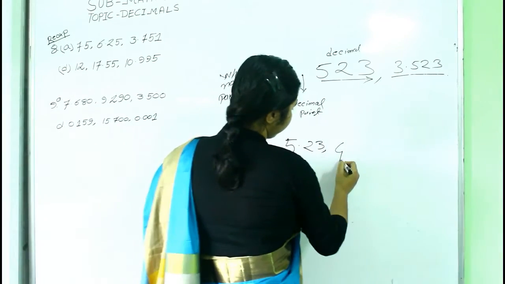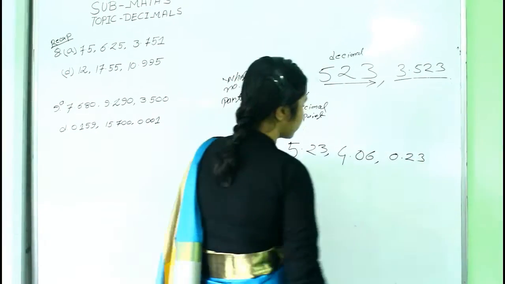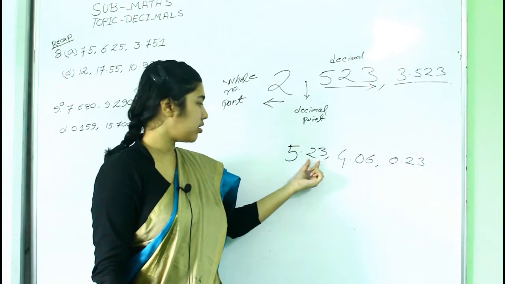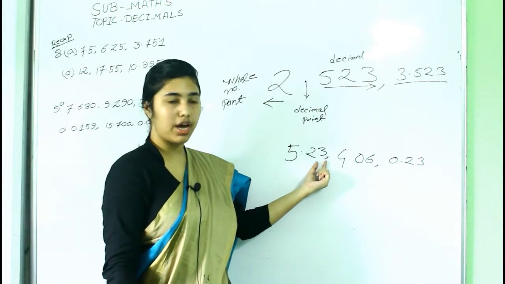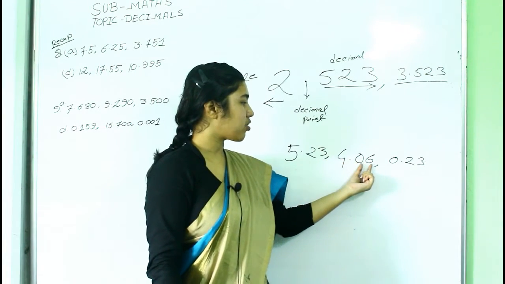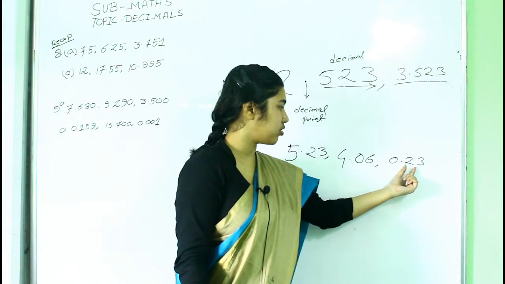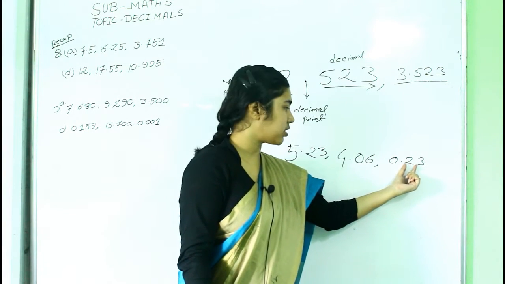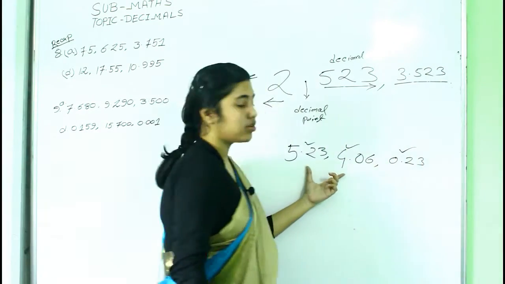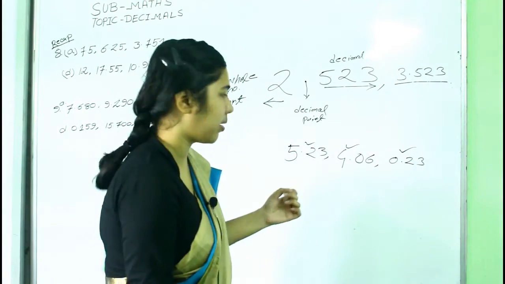So suppose 5.23, 4.06, 0.23. Look at these numbers. Here in the first number, after the decimal point we have 2 digits, right? In this number it also has 2 digits after the decimal point, and in this number also it has 2 digits after the decimal point. So these numbers are known as like decimals or like decimal numbers.